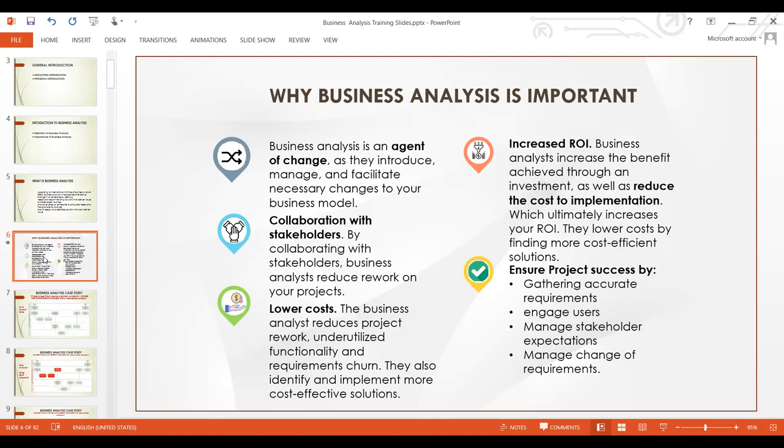So because there's so many solutions out there, all you need is to understand the company budget. With their company budget, you should be able as a business analyst to optimize the solution within the budget and give them the best out of their budget, thereby reducing the cost of operation or implementation.